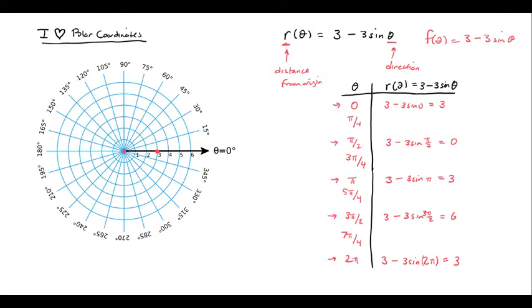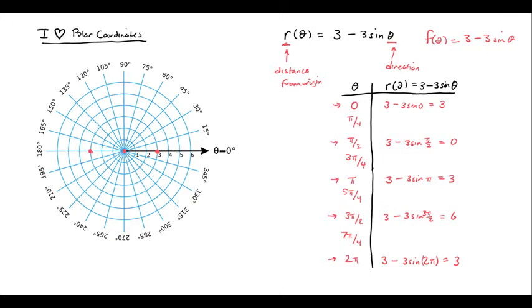Okay, and then after that, when theta is equal to pi, I get r equals 3, so I'll have a point out in this direction. I realize those are in degrees, but I hope by now you can code switch between degrees and radians. When theta is pi, I'm out in this direction, and I'm out a distance of 3.